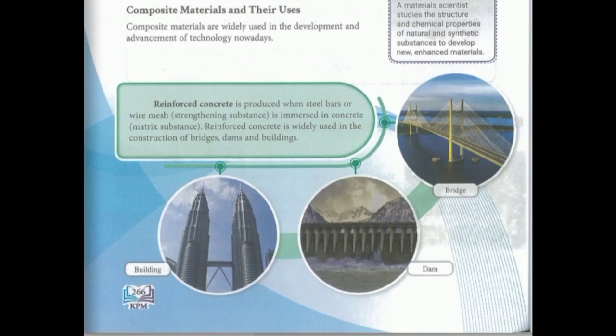For example, reinforced concrete. Reinforced concrete is produced when steel bars or wire mesh as the strengthening substance is immersed in concrete as the matrix substance. So, reinforced concrete is widely used in bridge construction, dams and buildings.